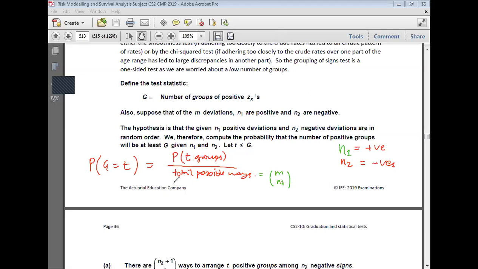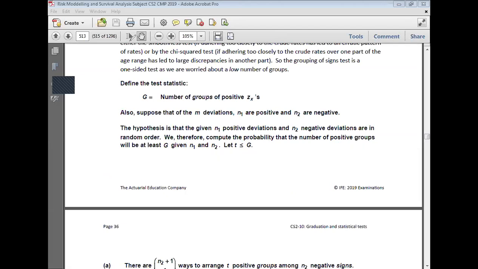The probability that you will precisely observe P number of positive groups. So let me just erase all of this first. Now what I have to concern myself with is, first, if I have P positive groups, in how many ways I can arrange those P positive groups, and what is the probability that I will observe T positive groups, right?